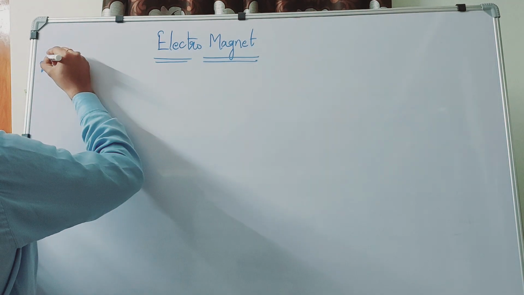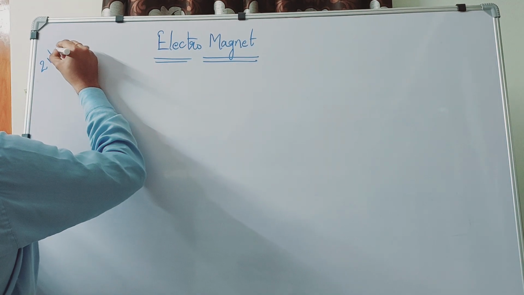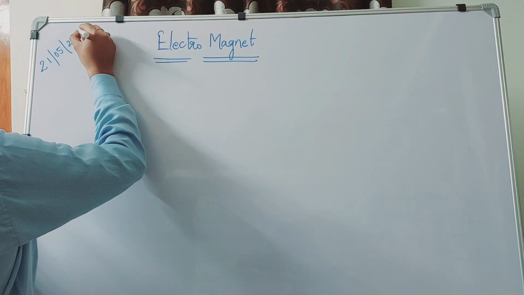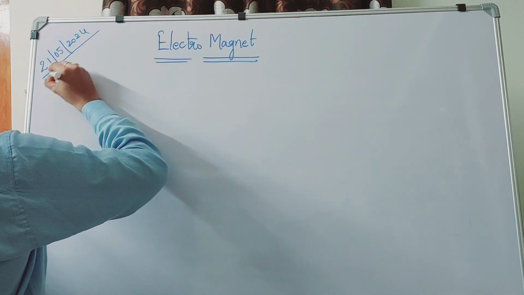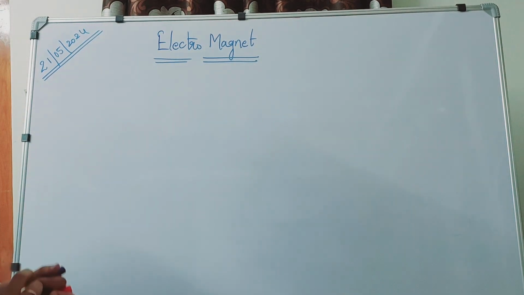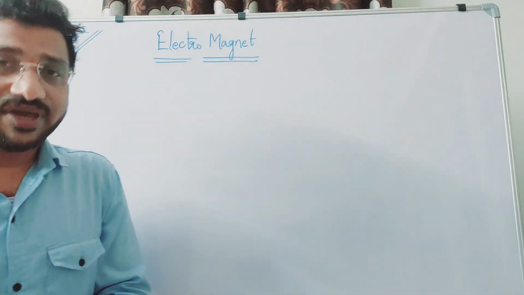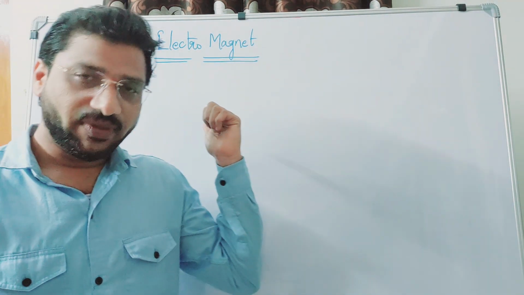Now, today's date is 21st May 2024. Right? Now we'll start with the basic definition of electromagnet.